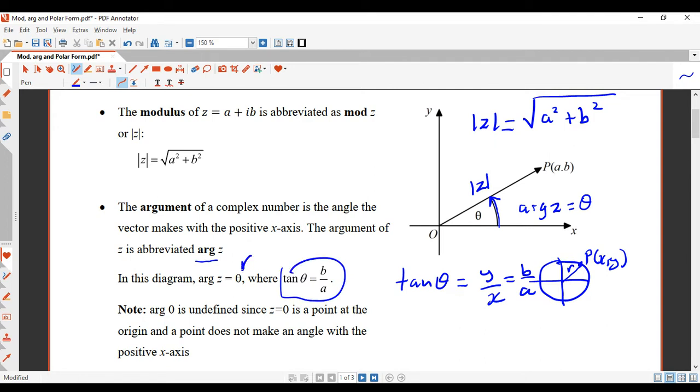So when you're trying to work out the argument, we first look at tan theta equals b on a and then find the inverse tan of that to get the argument.